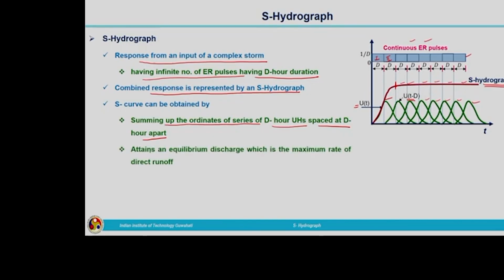So, this S-Hydrograph attains an equilibrium discharge, which is the maximum rate of direct runoff. That is, the equilibrium discharge represents the maximum rate of direct runoff from the catchment. This occurs at a time equal to the time base of the dr unit hydrograph. That is, if I mark the time base of the dr unit hydrograph as TB, consider the first unit hydrograph, the time base can be represented by TB. So, the equilibrium discharge will be attained by the S-Hydrograph when it reaches a time equal to the time base of the unit hydrograph.